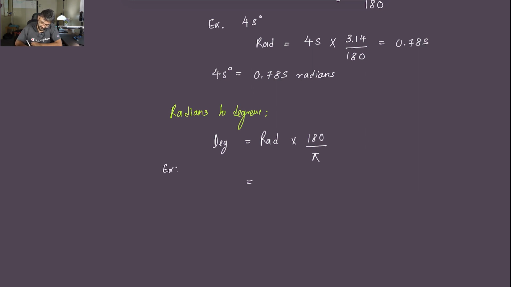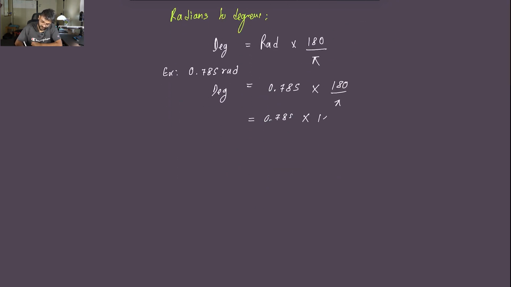So for example, let's check this out, 0.785 radians, right? So this should be about 45 degrees. According to the formula, the degree value is equal to 0.785, that is the radian value, times 180 divided by pi. 0.785 times 180 divided by 3.14, and I have done this calculation, you should get that this will be equal to 45 degrees. So 0.785 radians is equal to 45 degrees.